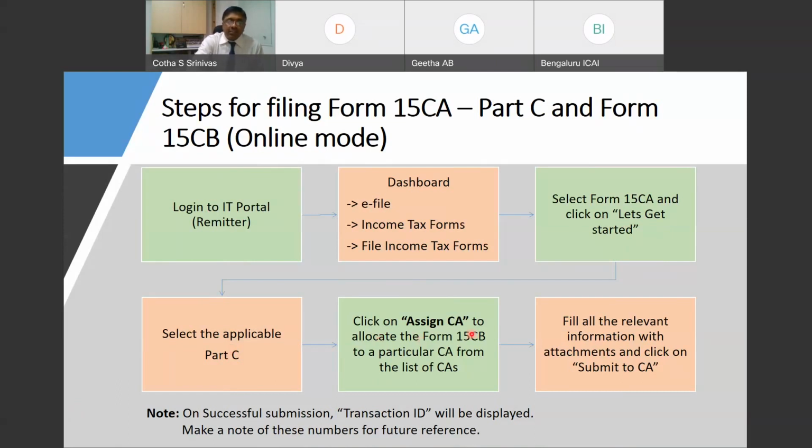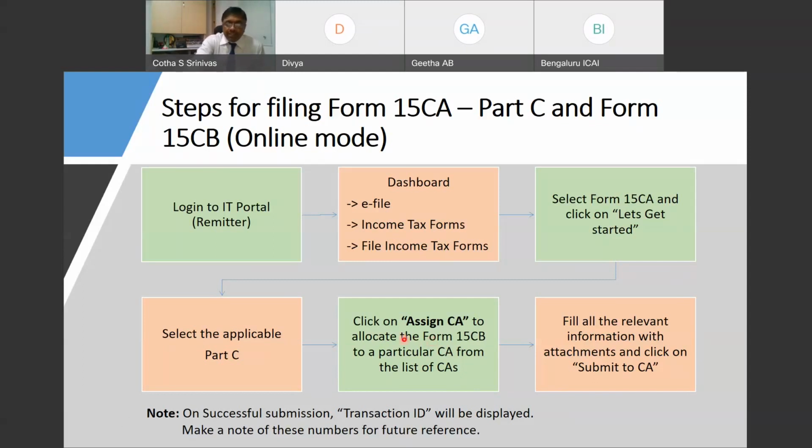Click on assign CA to allocate the form 15CB to a particular CA from the list of CAs. So whenever the remitter enters into the IT portal, you may have various auditors. Like you may have a chartered accountant for his statutory audit. You may have a chartered accountant for his GST audits, GST work, or transfer pricing, or something else. Like tax audit, you may have one chartered accountant. For statutory audit of a company, you may have one chartered accountant. And even for issuing form 15CB, you may have 2 or 3 chartered accountants. Depending upon who is available, he may be assigning that CA.